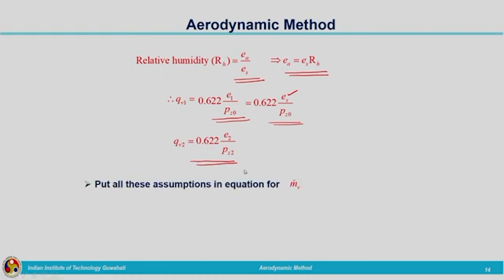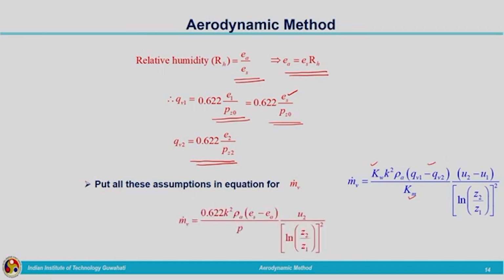Put all these assumptions in the equation for vapor transport. So, this is our vapor transport equation. We have assumed Kw by Km is equal to 1, and we have the expressions for QV1 and QV2, so that we can substitute them in this equation. So, the equation will take the form m_v dot equal to, with QV1 and QV2 expressed in terms of ES and E2. When QV1 minus QV2 is calculated, it will come out to be 0.622 times (ES minus E2) divided by the atmospheric pressure.